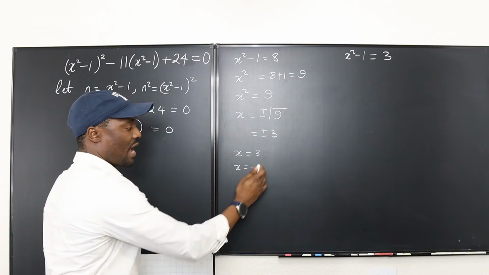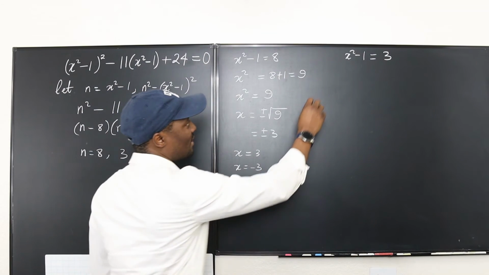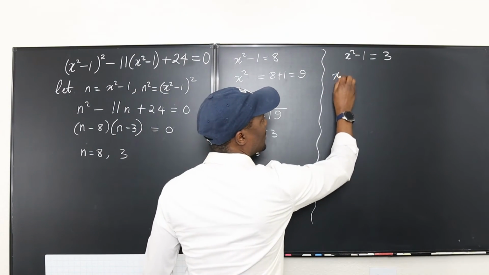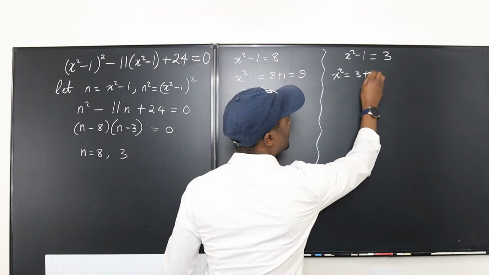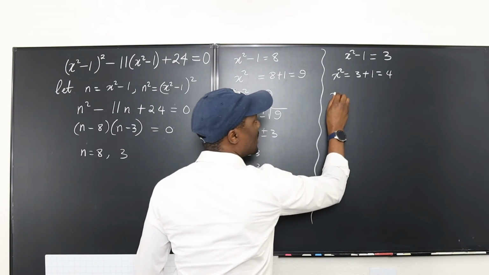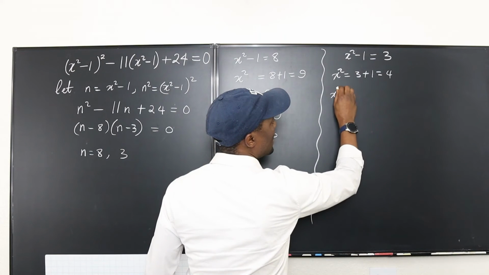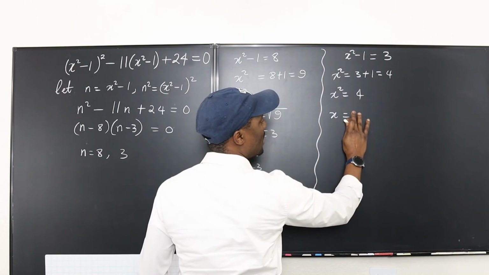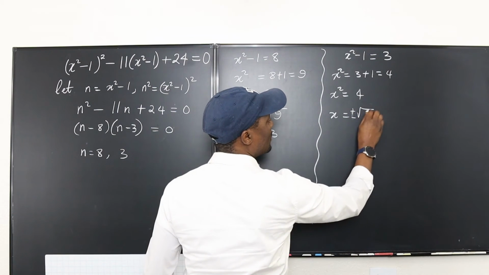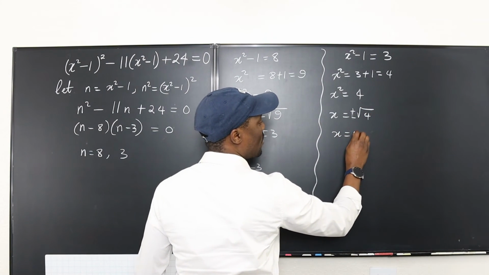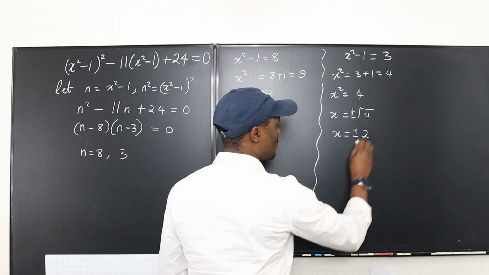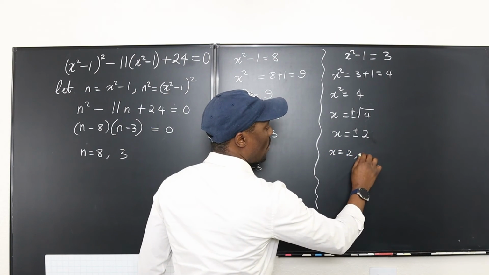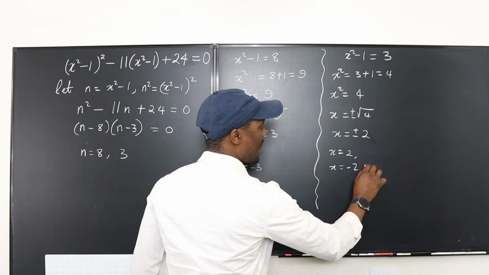Those are the 2 options we have on this side. Now let's go to the other side. On this side, we have x squared will be equal to 3 plus 1, which is equal to 4. So x squared will be equal to 4, and x will now be equal to plus or minus the square root of 4. So x equals plus or minus 2. That is, x equals positive 2 or x equals negative 2.